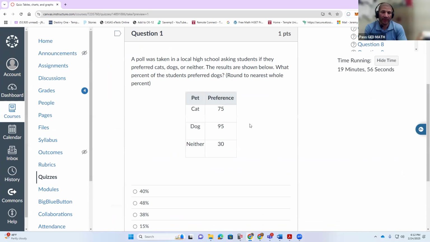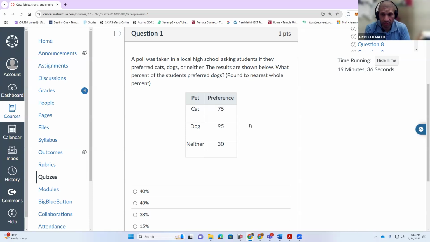Okay, let's look at this one here. A poll was taken in a local high school asking students if they prefer cats, dogs, or neither. The results are shown below. What percent of the students prefer dogs? Round to the nearest whole percent.